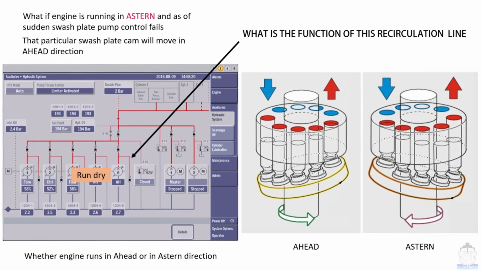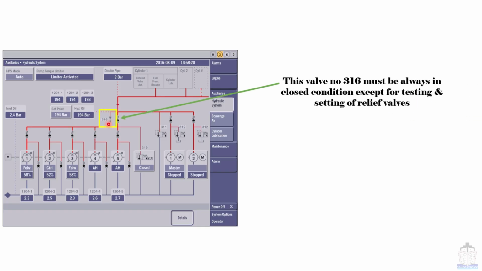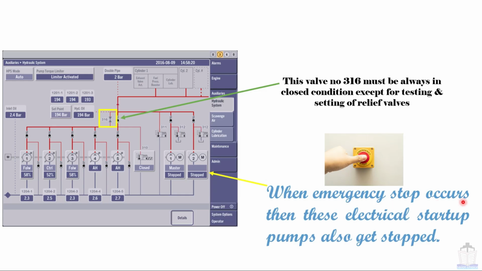Okay, now moving next, I am going to talk about this valve number 316. This valve number 316 must always be in closed condition except for testing and setting of relief valves. In a while I am going to explain the exact function of the valve number 316. Basically this is a very important valve in this hydraulic line. One more important point I want to share with you is that when emergency stop occurs, then these electrical startup pumps also get stopped, provided the control must be in remote, not in local.